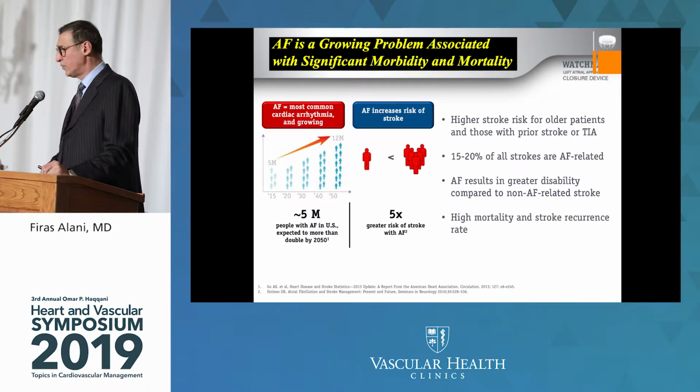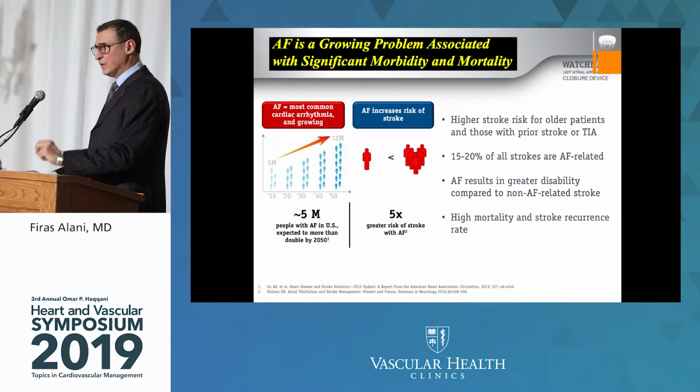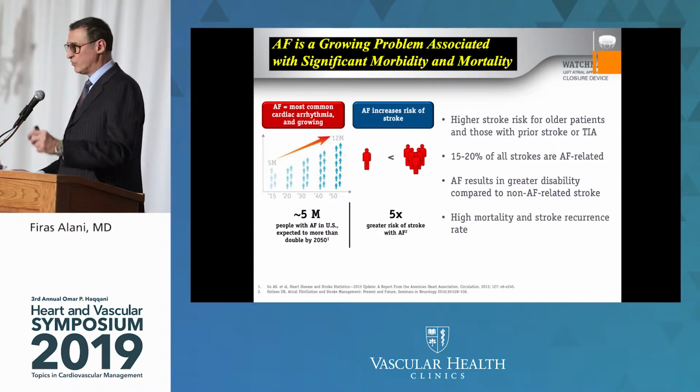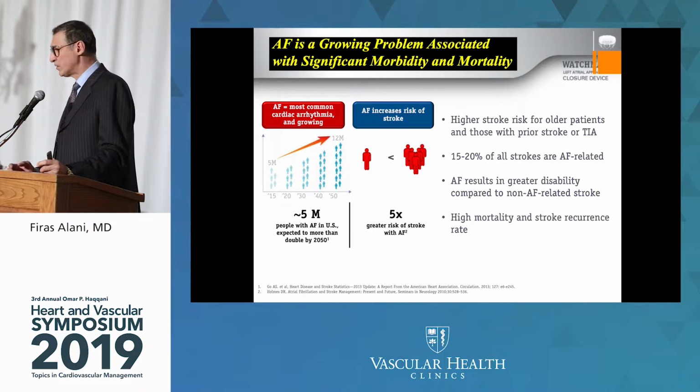Now, I'm sure all of you are nodding your heads, thinking, I've got a few patients who are like that. Patients who have GI bleed, patients who have hematuria, patients who are at risk of intracranial bleed, patients who are at high risk of falls.